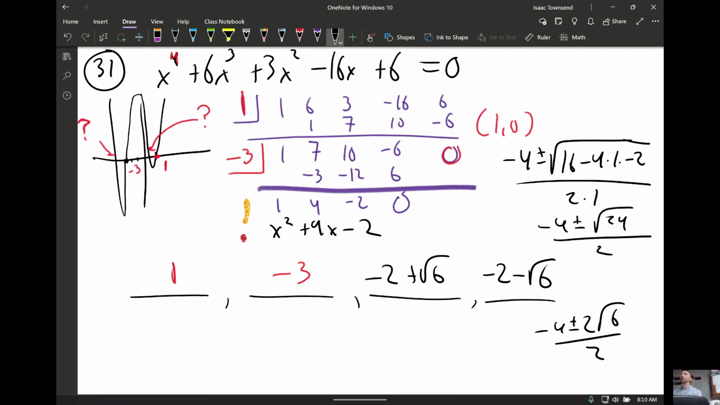Looks like the other two are negative 2 plus the square root of 6 and negative 2 minus the square root of 6, which I would have never guessed. But if you still have your graph pulled up on your calculator, you can type these in.